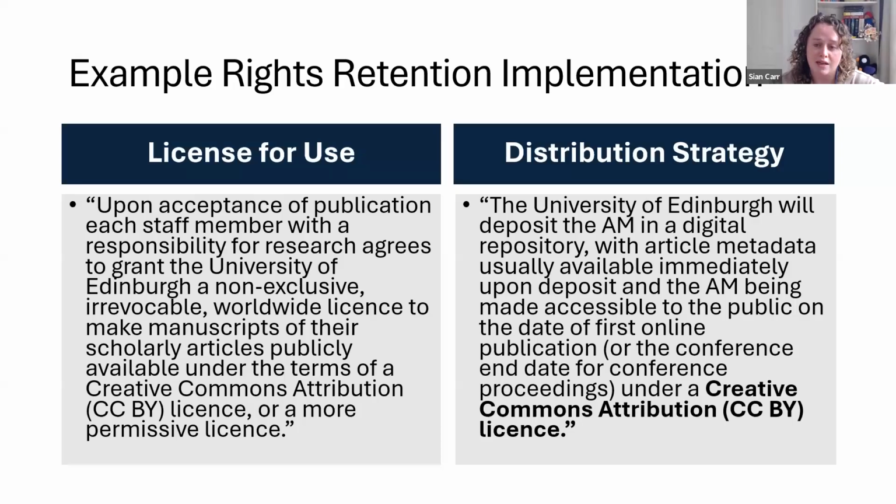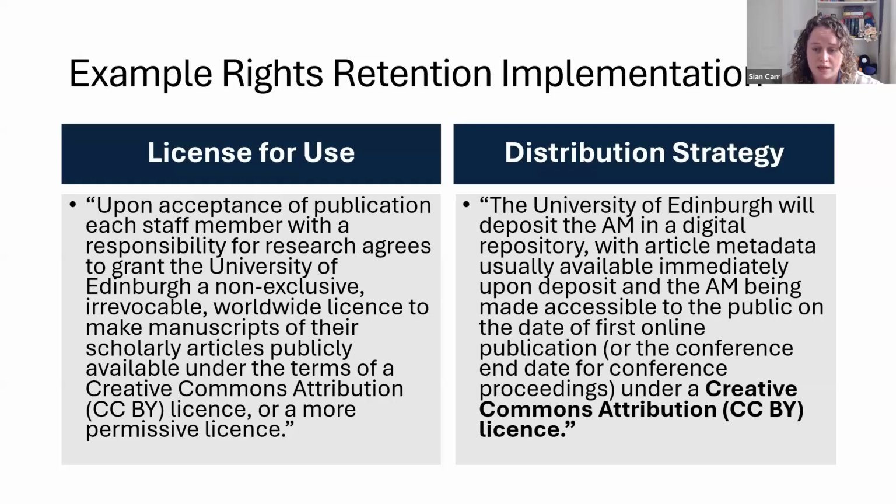The first will be an agreed license for use, and this is something that is agreed between the university and the author, usually automatically or done on an opt-in form, and it will generally grant to an institution a license to distribute an accepted manuscript under the terms of an agreed license, often Creative Commons. So this is an agreement that's made at the time of acceptance for publication.